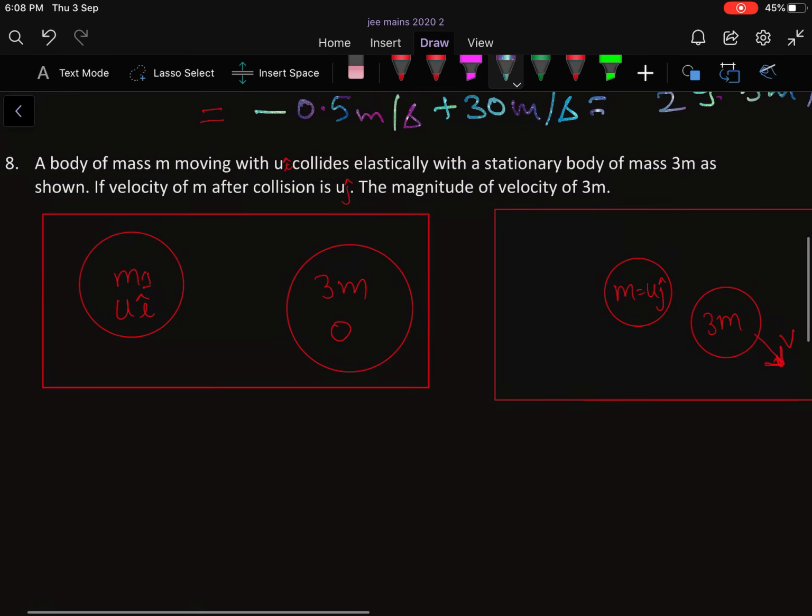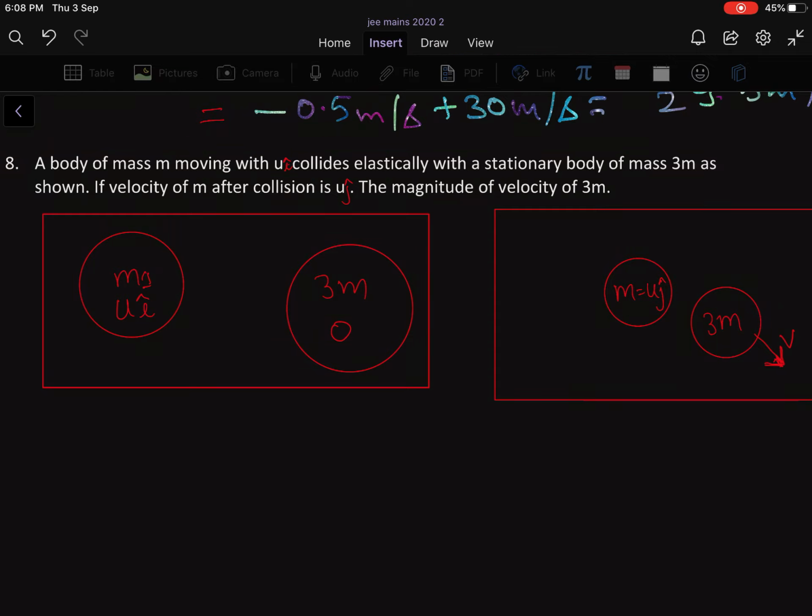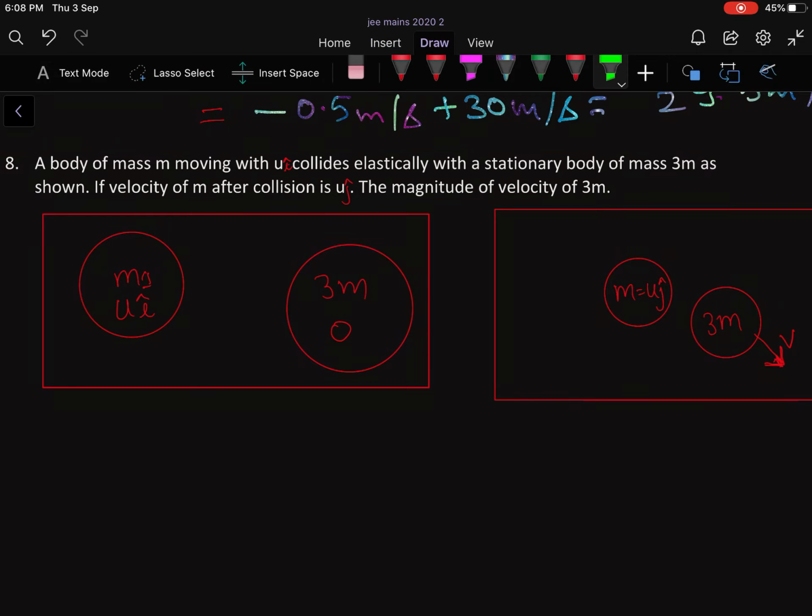Now the next question. The next question is based on momentum, conservation of momentum, very basic. It is given a body of mass m moving with u i collides elastically with a stationary body of mass 3m as shown. If the velocity of mass m after collision is u in j direction or y direction, find the magnitude of velocity of 3m. So this is an easy question, correct?